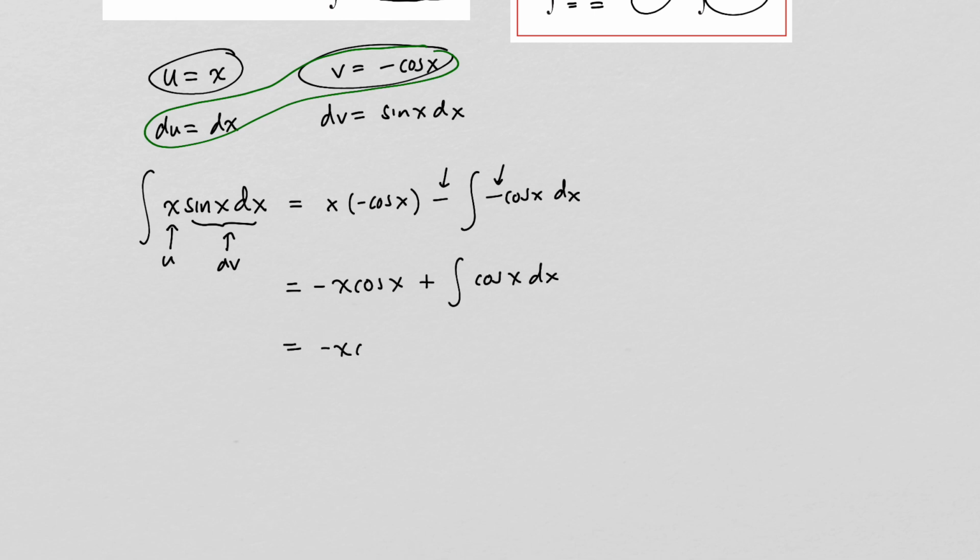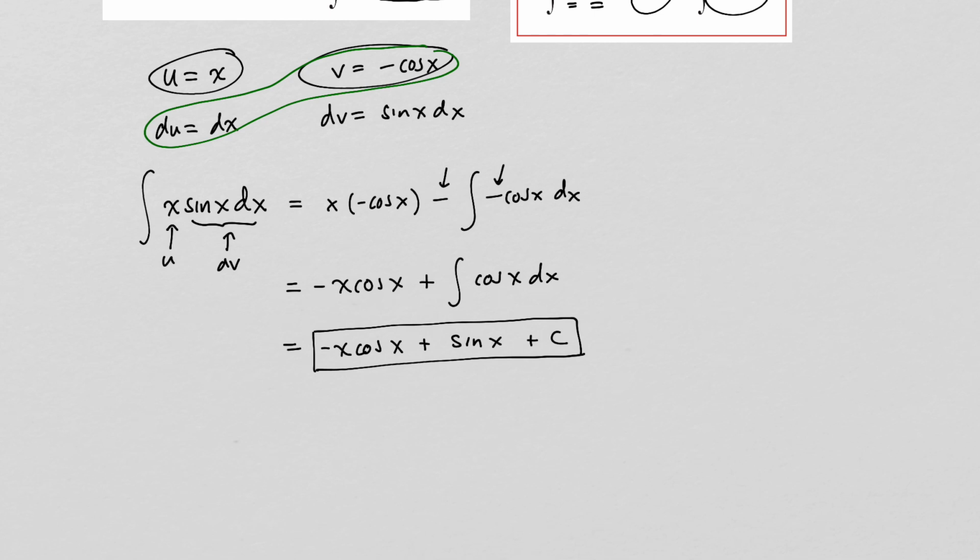Now let's go ahead and do it here. We have negative x cosine of x plus the antiderivative of cosine is sine. And that is it. We do plus C, and we have the antiderivative of x times sine of x.